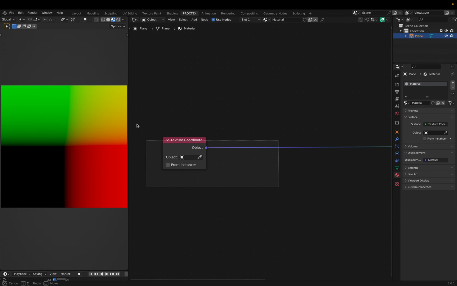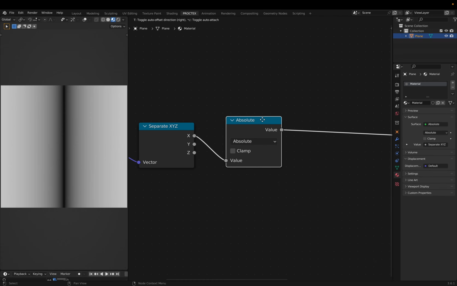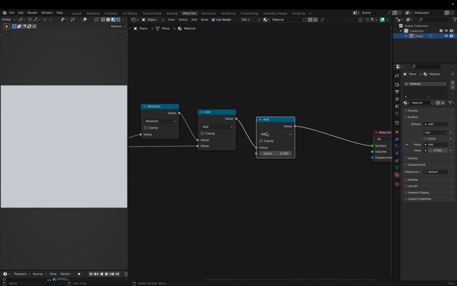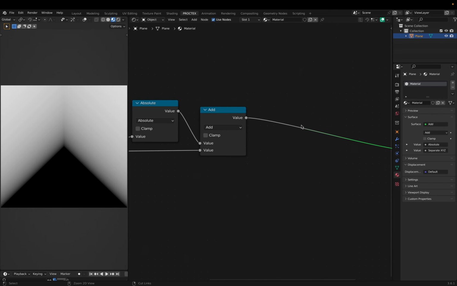But now let's move on to the triangle. To make a triangle, we can separate x, flip the negatives, and add it with the y. This gives us a nice gradient. As usual, we can use a less than. This slides it up and down. And you can do tons of operations with this.